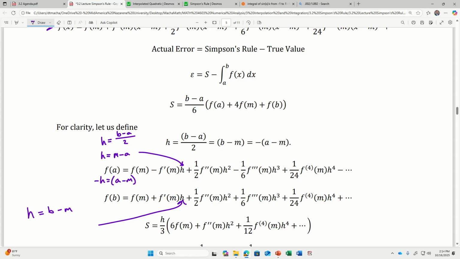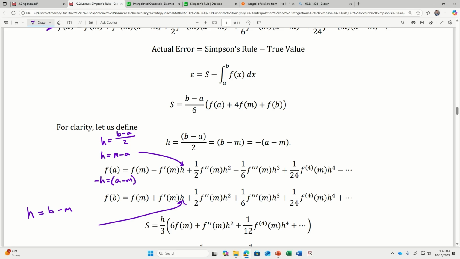So whenever I write Simpson's rule again, take a look at this and then take a look at this. The only thing I'm doing is plugging in the Taylor series for f of a and adding to that the Taylor series for f of b. So what would it look like if I add f of a plus f of b? Well, I'd have 2f of m for that first term. And then also add in this for f of m, and I would get 6f of m.